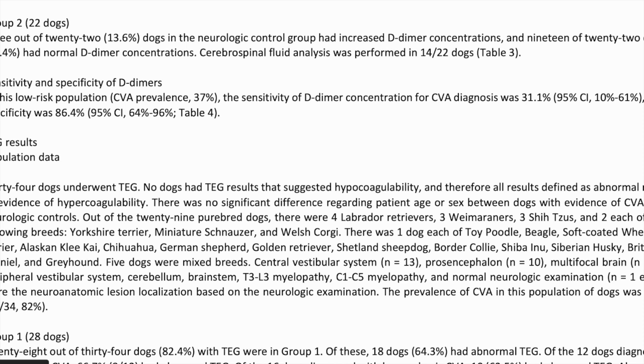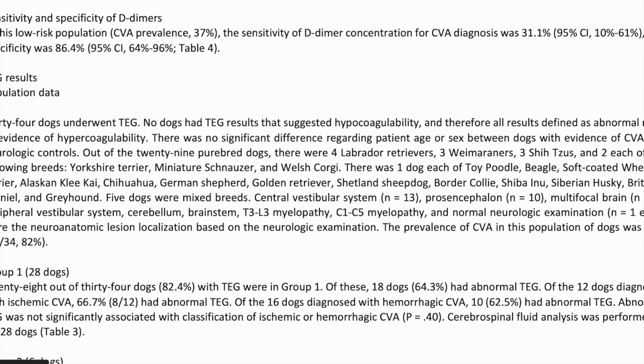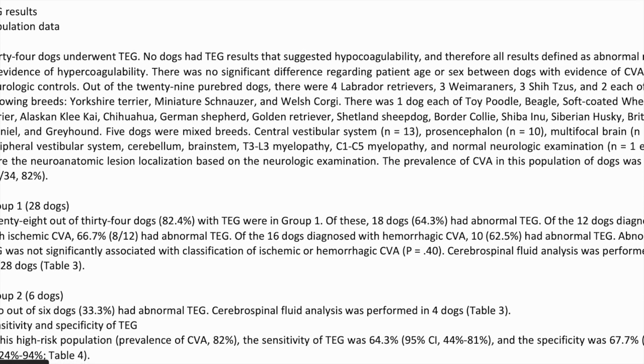Table 3. Sensitivity and specificity of D-dimers. In this low-risk population, CVA prevalence, 37%. The sensitivity of D-dimer concentration for CVA diagnosis was 31.1%, 95% CI, 10% minus 61%. And specificity was 86.4%, 95% CI, 64% minus 96%. Table 4. TEG results. Population data.